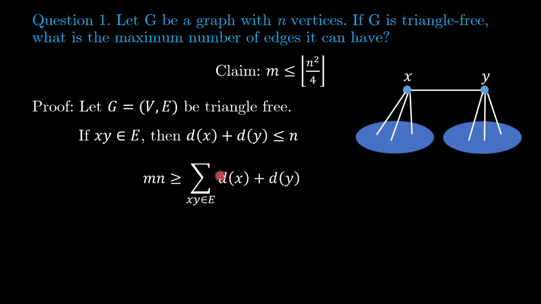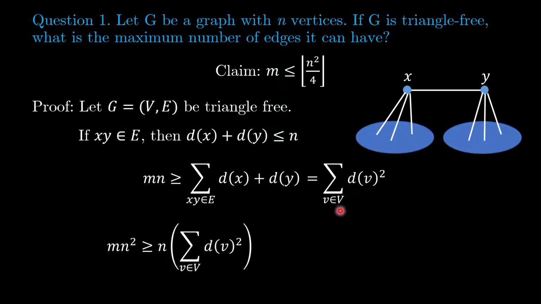So summing over every single edge exactly once, we have mn is greater than or equal to this sum over here. And we have this equality over here, which I'll explain. For each vertex v of V, we notice that it will appear in this summand exactly its degree number of times. So we have the degree number of times multiplied by its value, which is the degree of v, gives us this sum over here. And multiply n on both sides of the equation to get this expression over here.